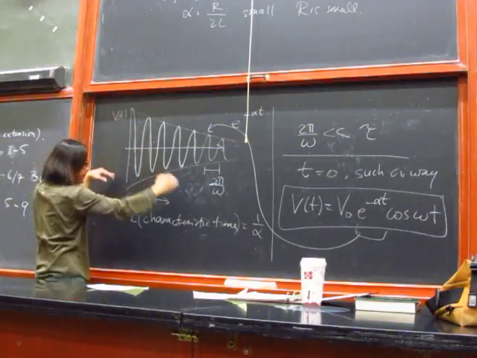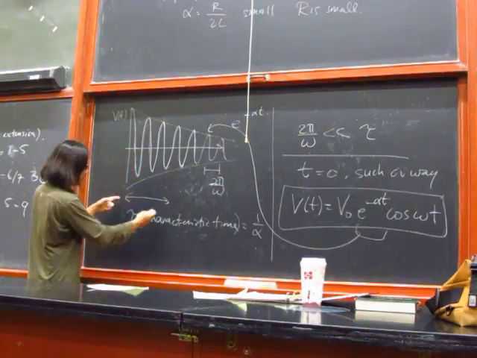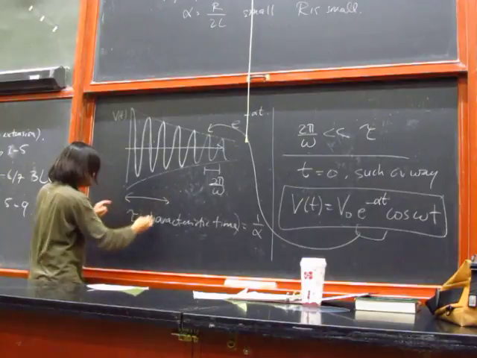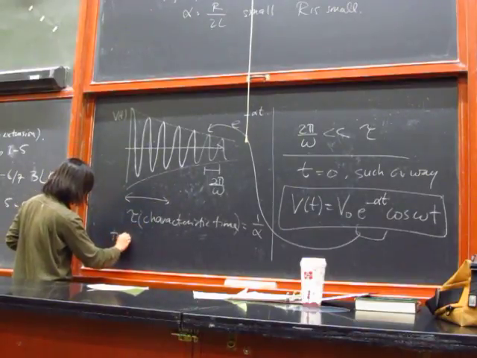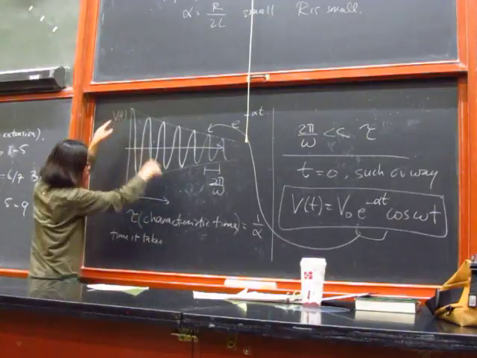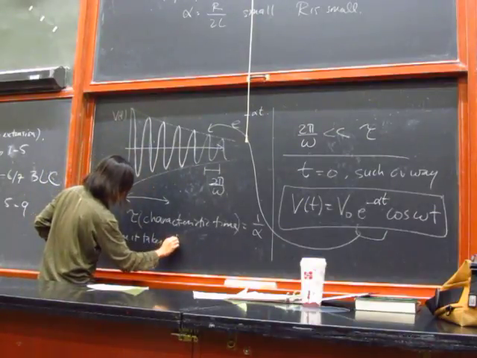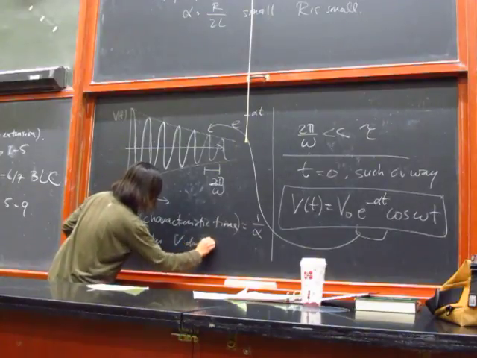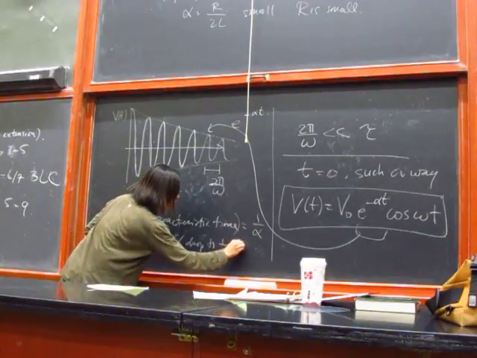And the envelope decay has e to the minus alpha t, and then there's a characteristic time. It's the 1 over e time. This is the time it takes so that the function here drops to 1 over e. The function v dropped to 1 over e of its original value.